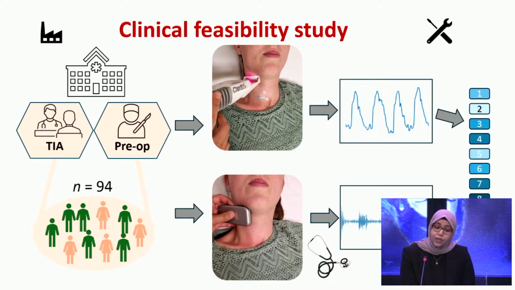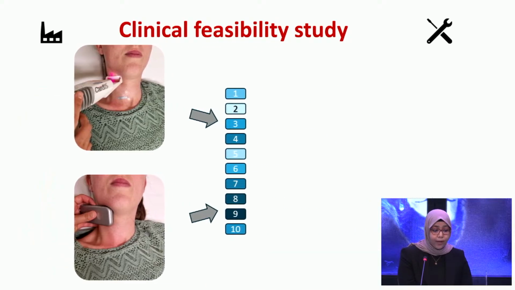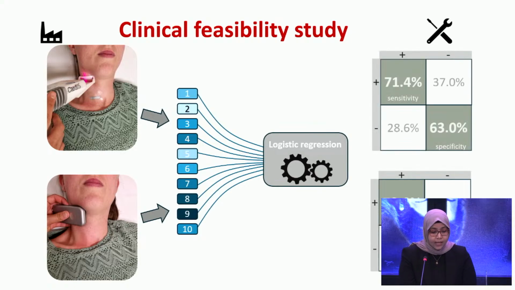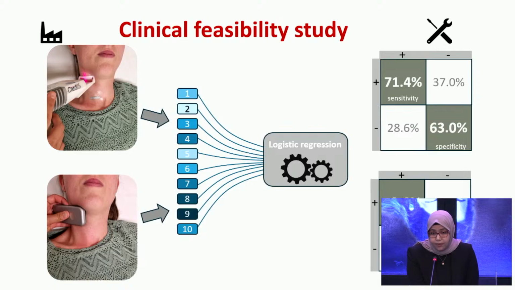So I got my signals, extracted the features, and combined all these features together in a logistic regression model. When I looked at the performance of my devices, here what you see, we just focus on the things on the diagonal basically. The sensitivity is how good the device is at detecting the positives, the people with the stenosis, and the specificity is how good it is at detecting the negatives. As you see here, the electronic stethoscope was performing better than LDV, but the performance of LDV itself was quite acceptable for a screening setting.